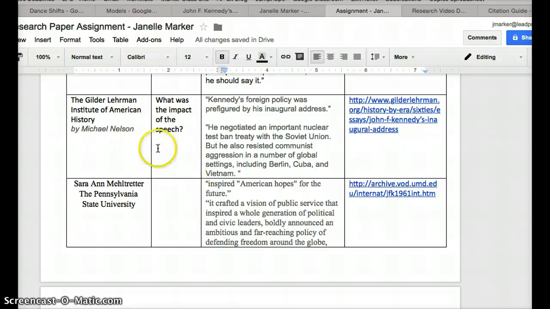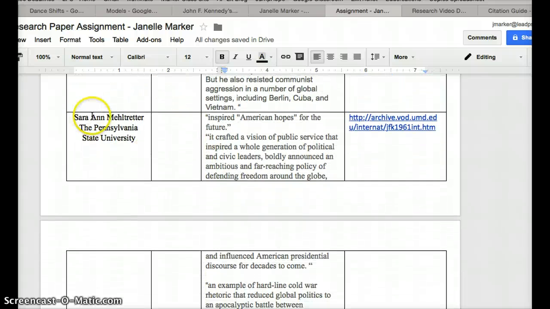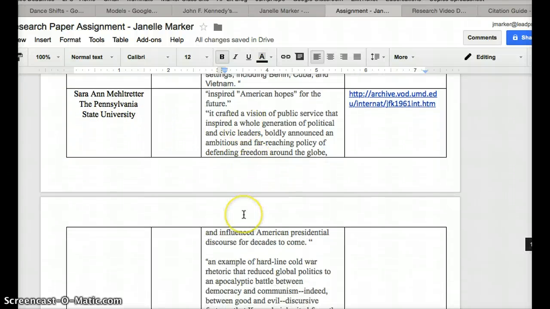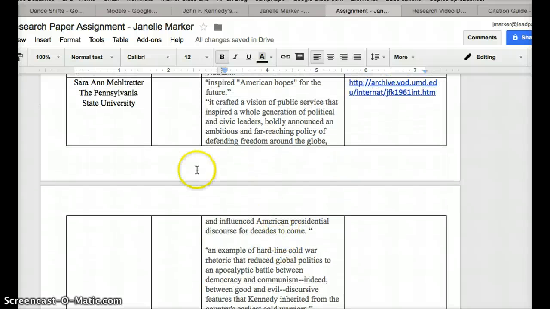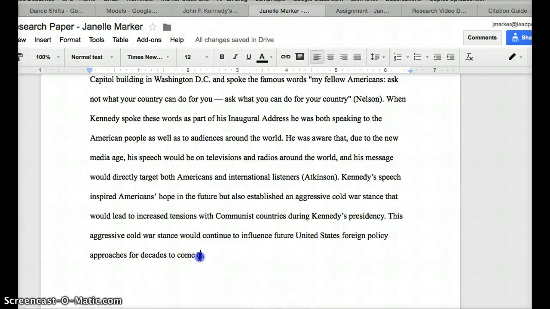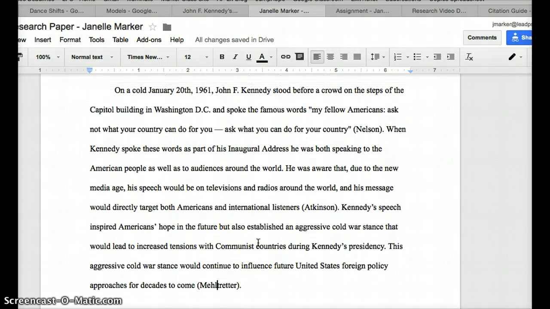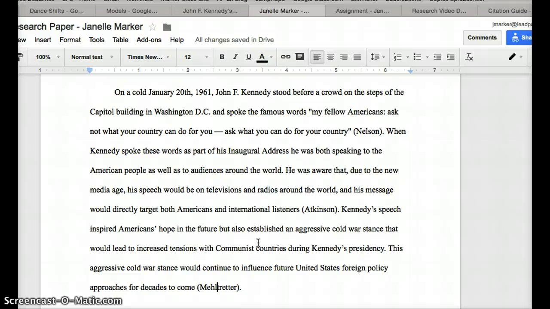And that's towards the end of my research. What was the impact of the speech? I read all that from this source, Sarah Ann Meltretter. Talks about Kennedy and the hardline Cold War rhetoric. Okay, so Meltretter, I'm not going to remember how to spell that, so I'm going to copy and paste that. She was my source. I better make sure that's in Times New Roman. Yes, it is. Okay. So now my citations for that paragraph are done.